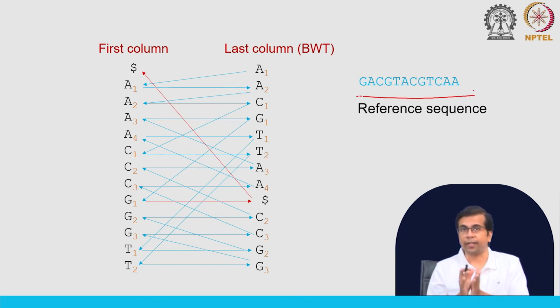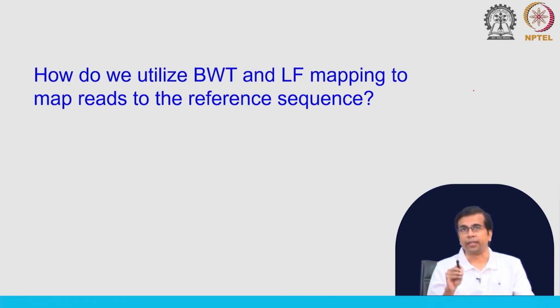So hopefully it is clear how we can utilize this information of BWT and the first column using LF mapping to generate the original reference sequence. It means this is a very efficient way of storing the genome information. Just storing the BWT can give you the reference genome sequence, and it can help in read mapping. We will see how we can utilize this information and the last-first mapping property to map reads in the next class. We will utilize this BWT information and LF mapping to map reads to the reference sequence.